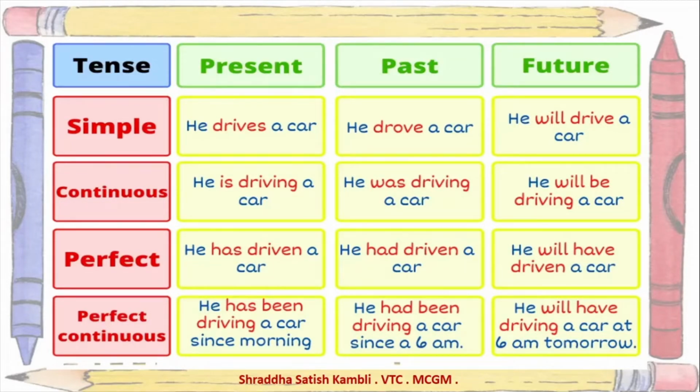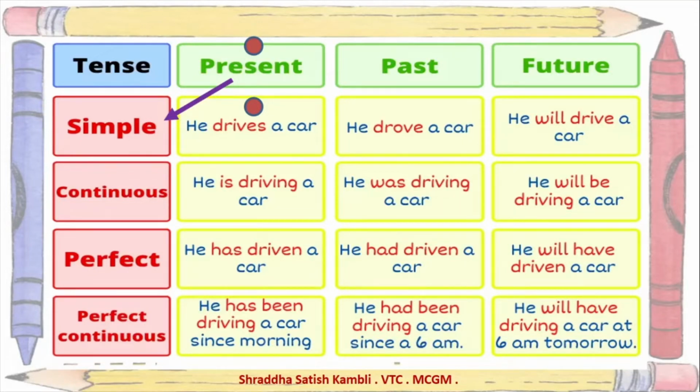So the first one here is present tense. Okay, present. Present means what? Something which is happening right now. Okay, in the present, now time. Present tense. Now, look at the four aspects of the present tense. The first one is present simple, or you can say simple present tense. And let's take a look at the example for simple present tense. We have: he drives a car.